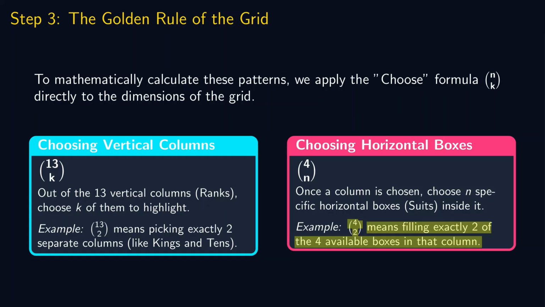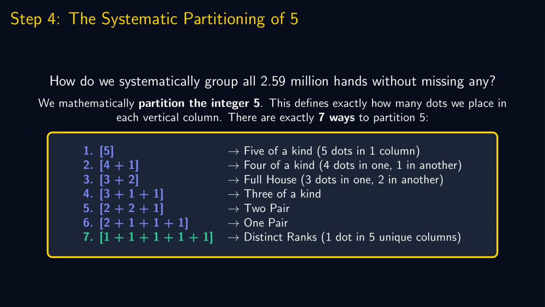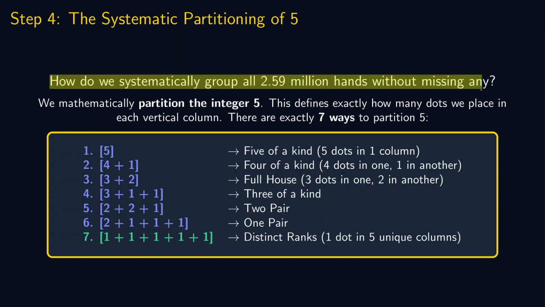Now we arrive at what I think is one of the most elegant ideas in this entire journey. We have nearly 2.5 million hands to organize. How do we make sure we count every single type without missing anything and without counting anything twice? The answer is, we use a mathematical technique called partitioning the integer 5. Here is what I mean.